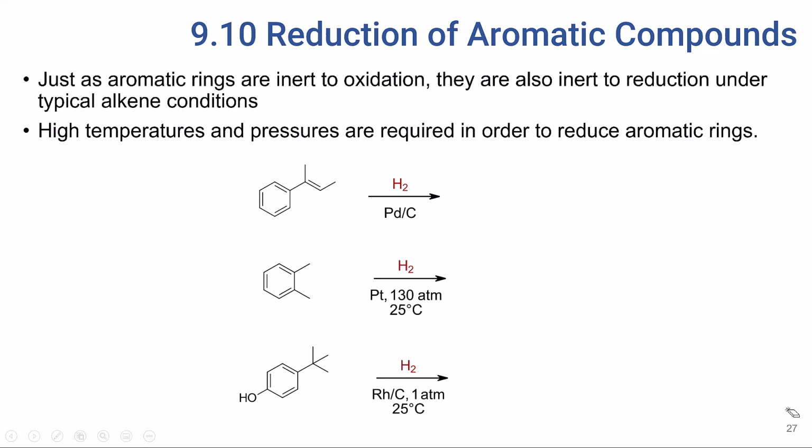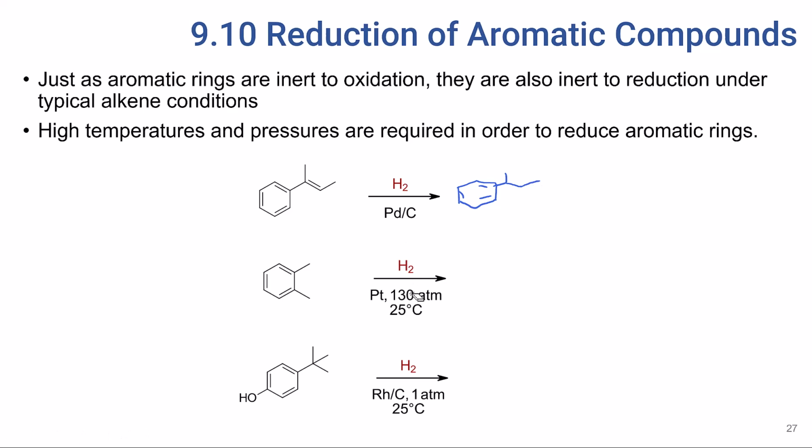Oxidizing benzene rings, we can also reduce them. Most of them are inert to oxidation and also reduction under typical conditions. So if you want to reduce benzene to a cyclohexane, you can do that, but we're going to have to use very strong conditions. The first example here, if I have this alkene with the benzene ring and I use regular H2, all that is going to do is reduce the alkene. It's going to leave the benzene alone.